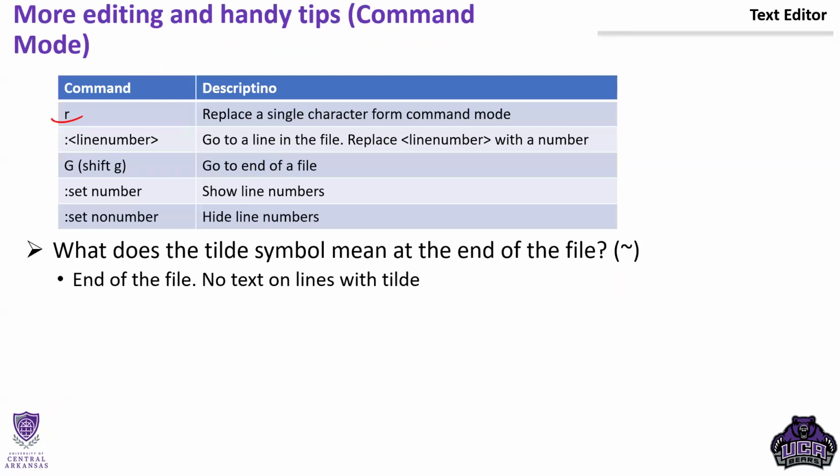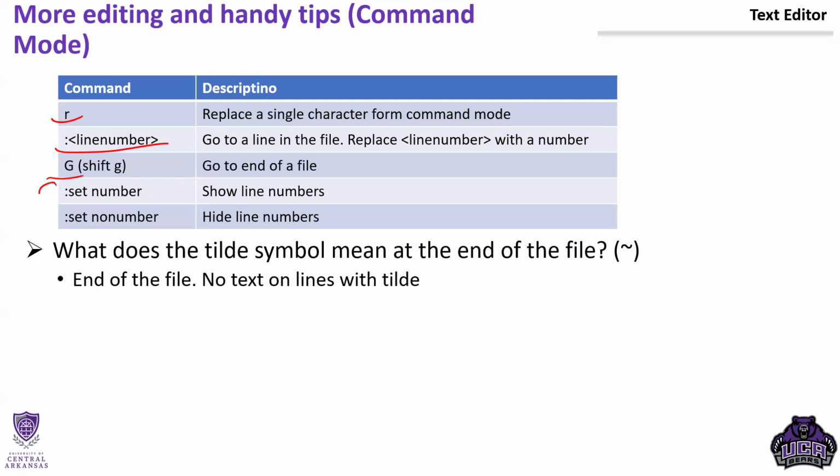R is going to actually give you a prompt to replace. So if you're just over a single character and you type R, then whatever character you type next will just replace that character in there. So it's kind of just a way to make a quick edit. Then you got colon, and then you give it a line number. It'll take you to that line number. Shift G will jump you down to the bottom of the document.